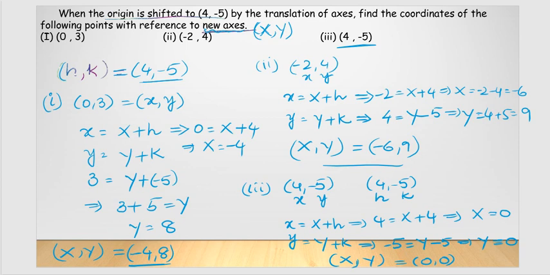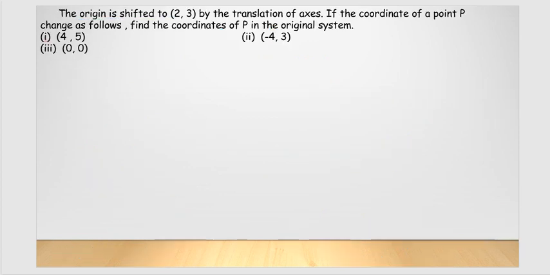So this is all about it. When he asks about a new axis, it means you will get a new point. The new point is generally represented by capital X comma capital Y. The same way we are moving on to the next question, and in the question what is he asking? The origin is shifted to 2 comma 3. So origin is shifted to 2 comma 3 means he has given the h comma k value. So h comma k is 2 comma 3.